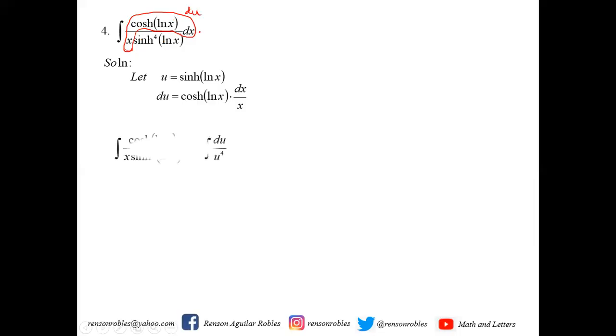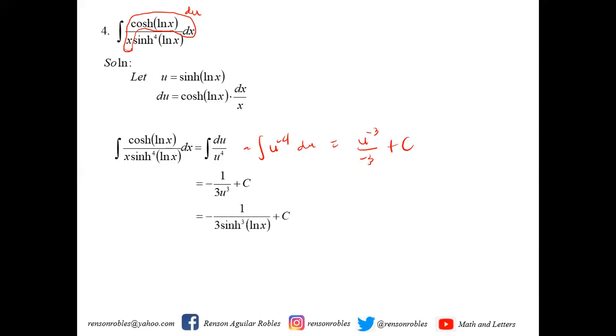And therefore, we can now say that this integrand can be written of the form integral of du over u to the 4. So you can write this of the form u raised to negative 4 du, and then by power formula, that's u raised to negative 3 over negative 3 plus c, or that's negative 1 over 3u cubed plus c. Writing it back to the original variable, that's negative 1 all over 3 sinh cubed of ln of x plus c.